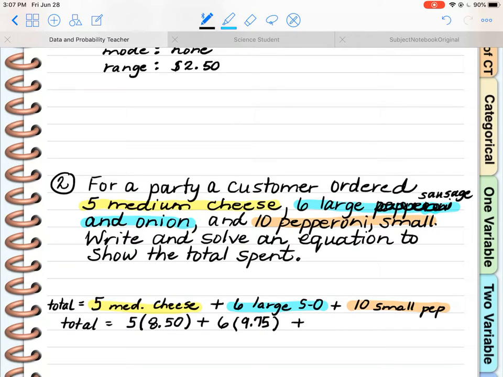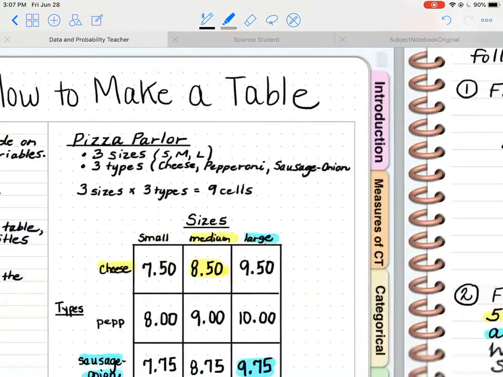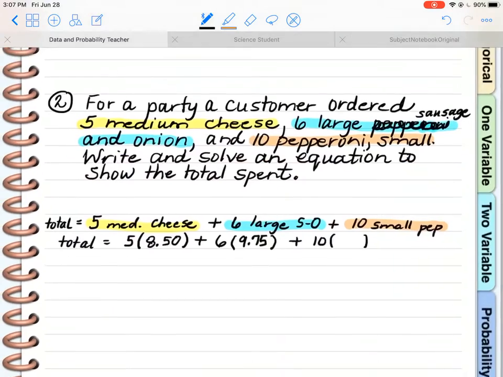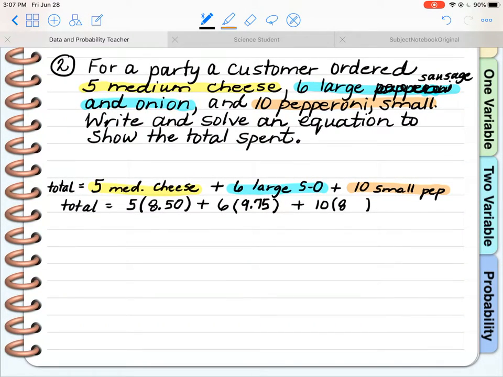And then finally we need 10 of the small pepperonis. So let's jump back to the table, find the small pepperoni. Those are $8 and we want to buy 10 of those. So let's put that in here. And this could be your answer on an exam. They could just have you set up an equation and be done with it. But they want me to solve it also. They said write and solve an equation.